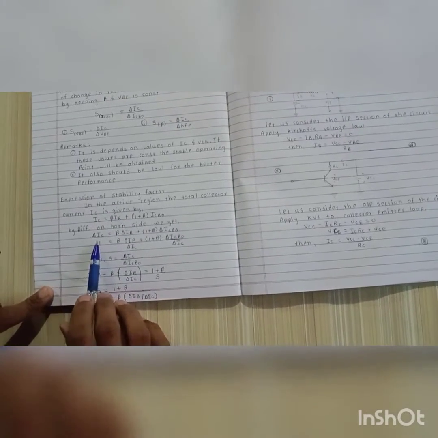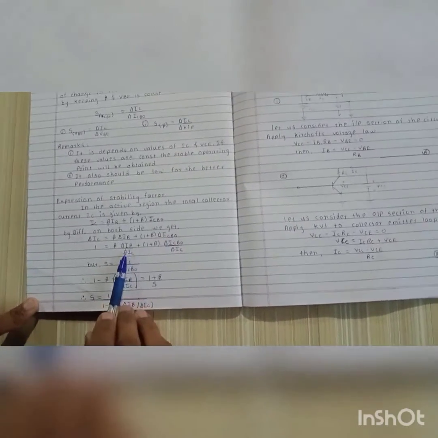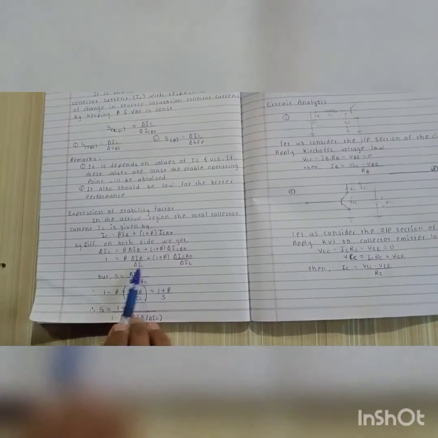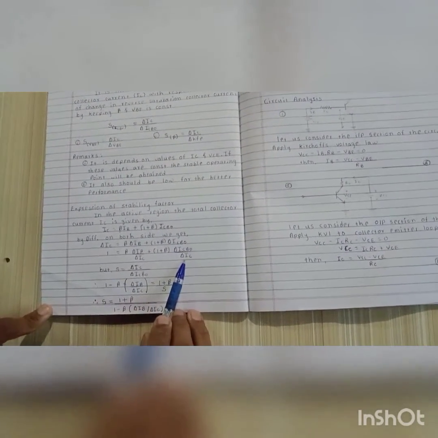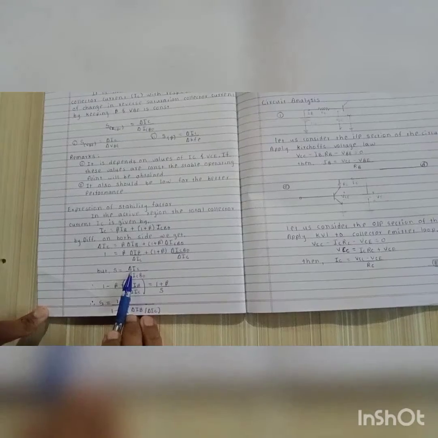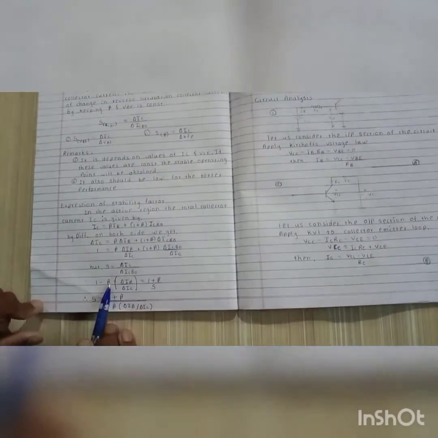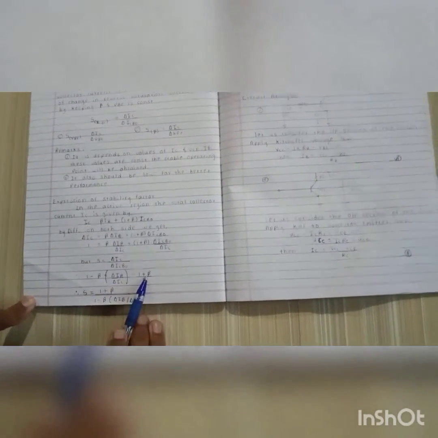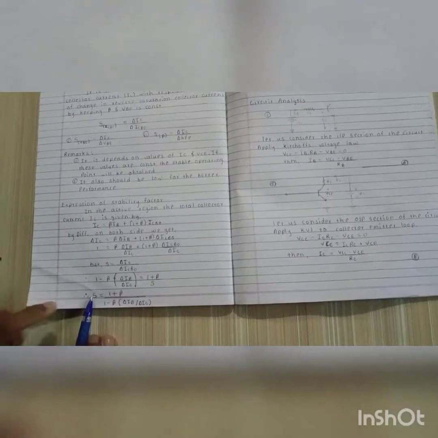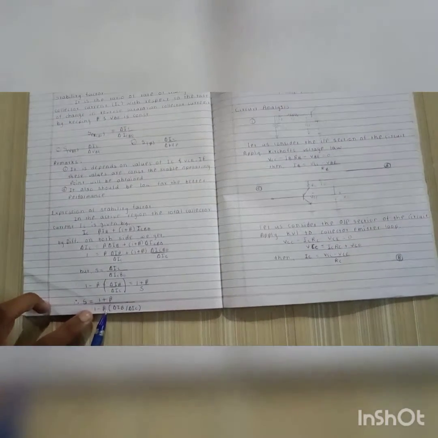Now by dividing by delta IC on both sides, it gives 1 equal to beta into delta IB upon delta IC plus (1 plus beta) into delta ICBO upon delta IC. But S is equal to delta IC upon delta ICBO, which gives 1 minus beta into delta IB upon delta IC is equal to (1 plus beta) upon S. Therefore, the main formula for stability factor is S equals (1 plus beta) upon (1 minus beta into delta IB upon delta IC).